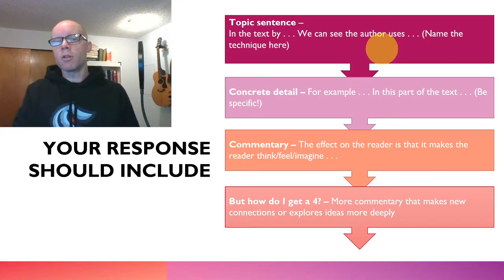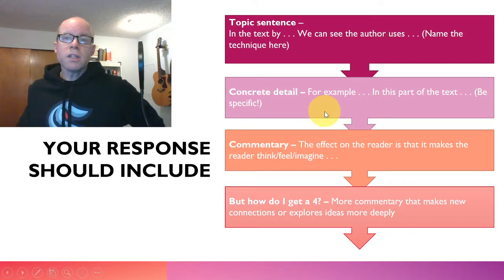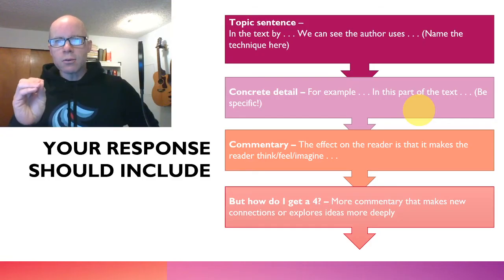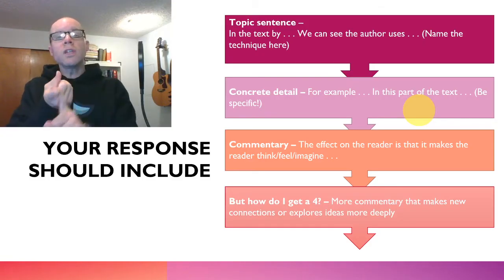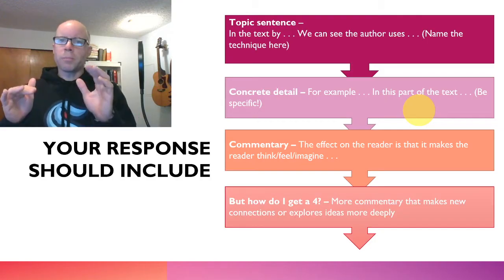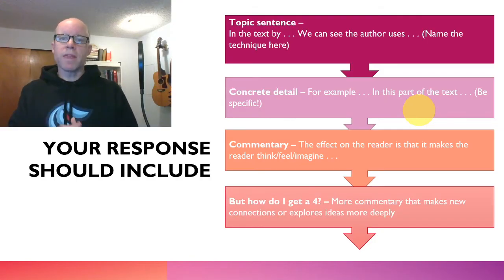The second thing we're going to follow up with is your concrete detail. This is also called your evidence. So your evidence could start with a phrase like this, for example, or in this part of the text. And when you're including your evidence, you want to be detailed and specific. So use character names. Describe what you see. It's okay to quote the dialogue too. You want to avoid things like in line 37 or on page 87. Be specific to what you see and describe that. That's going to be more effective.